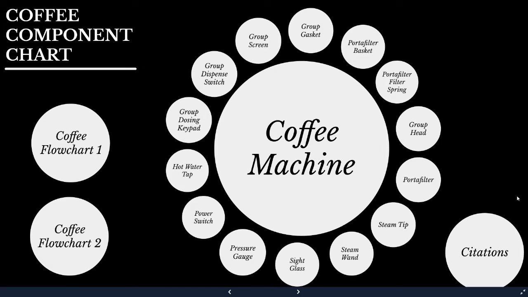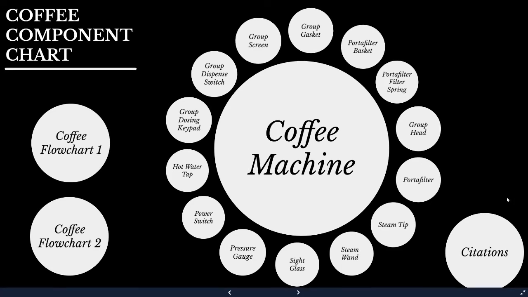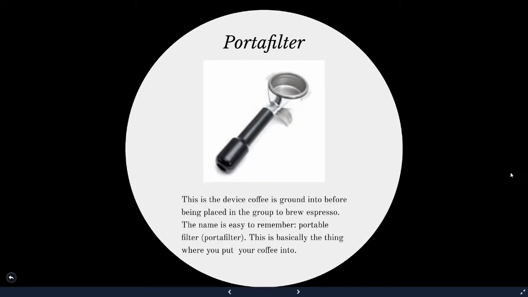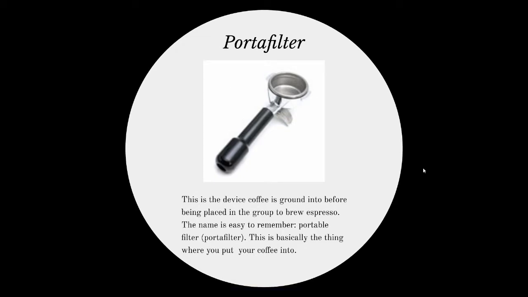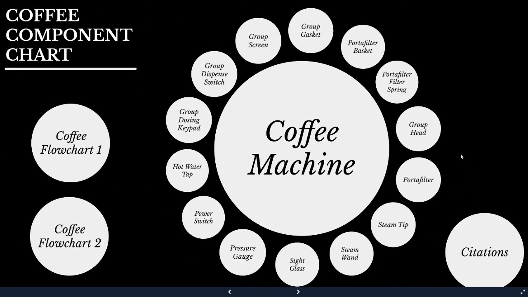Okay, since we have got lots of components, I'm going to try not to concentrate on each of them for a long time, and I'll try to do it fast. So first one is a portafilter. Here you can see a nice image of it. So what is this? This is the device coffee is ground into before being placed in the group to brew espresso. The name is easy to remember. This is basically a portable filter, portafilter. This is the thing where you put your coffee into, to cut the long story short if you didn't understand what it is. So after that we are coming to group head.